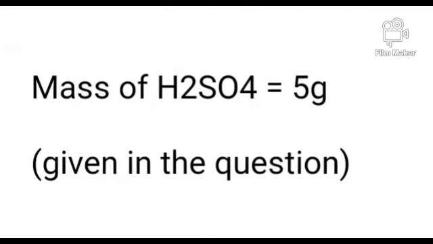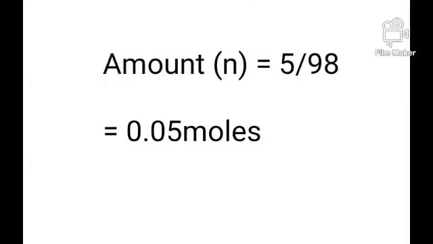Mass of H2SO4 is 5 grams. Of course, this also has been given in the question. So, going by our formula, amount equals mass over molar mass. That means we're simply going to put 5 divided by 98. That will give us 0.05 moles. Like I said initially, units are very, very important in this topic.